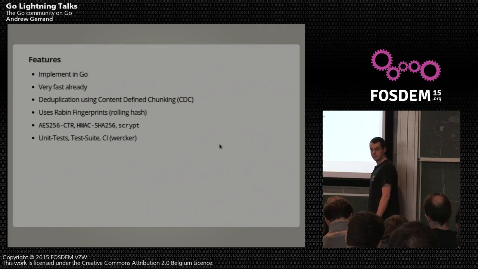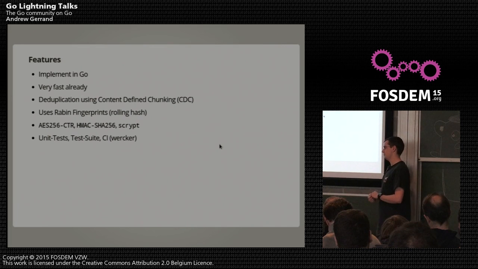The features: it's implemented in Go, obviously. It's already very fast, we will see that later. It does deduplication with content-defined chunking, very similar to what Camlistore does. I've looked at that, but I chose another algorithm that I think is better suited for this task. It uses Rabin fingerprints, and I had to read a paper by Rabin, which is typed on a typewriter, and there's a scanned version as a PDF. It was very hard to read, but an excellent paper.